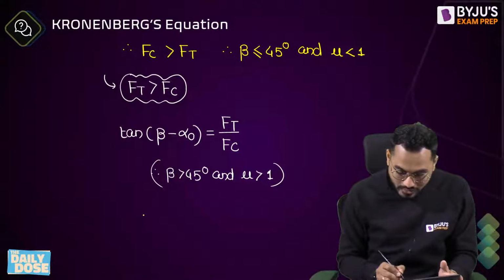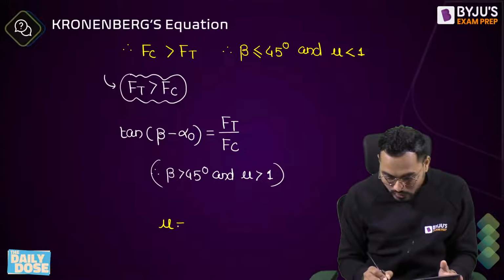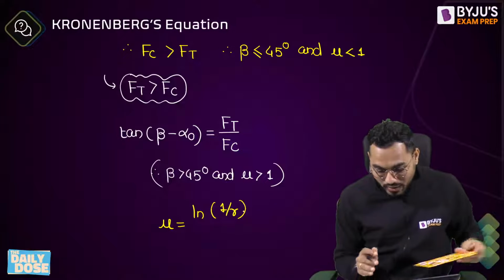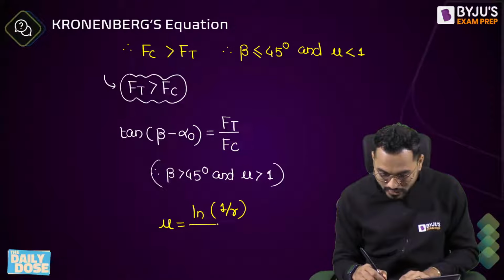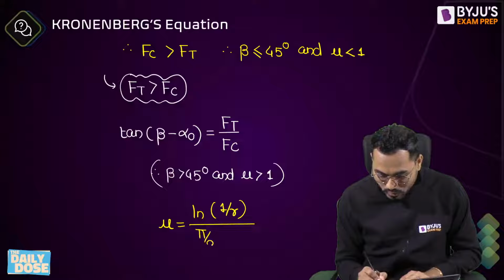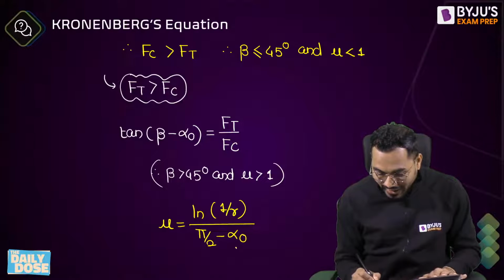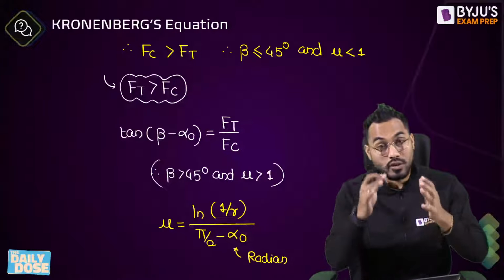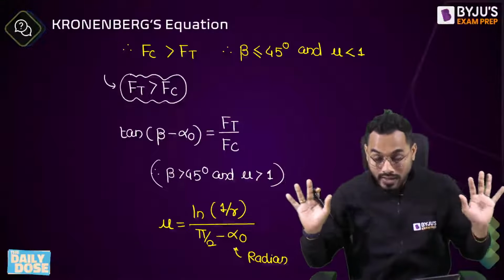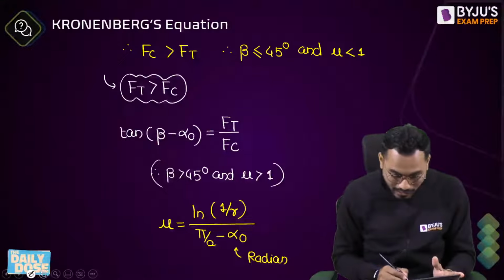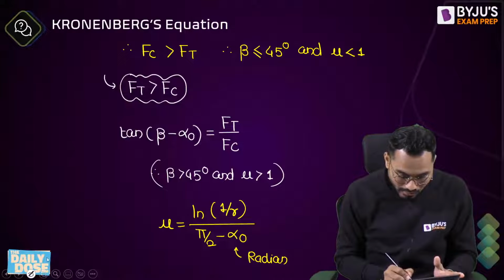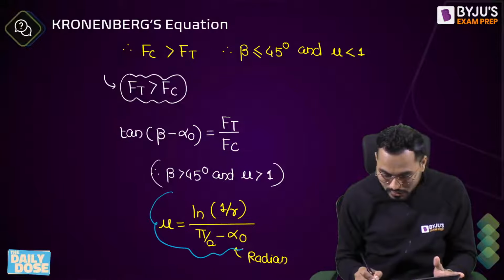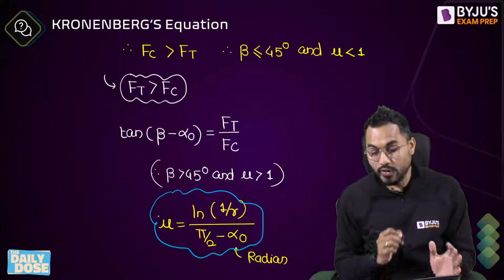And the Cronenberg's equation tells that the coefficient of friction mu is exactly equal to ln 1 by r divided by pi by 2 minus alpha 0. You have to put the value in radian, and r is nothing but the chip thickness ratio. R is what? Chip thickness ratio, t naught by tc, or a number of formulas are there by which this chip thickness ratio can be calculated. So we can say that by Cronenberg's equation we have to calculate the coefficient of friction mu.